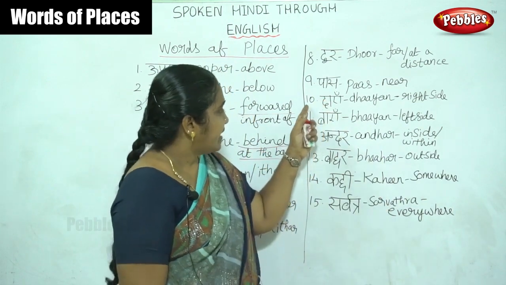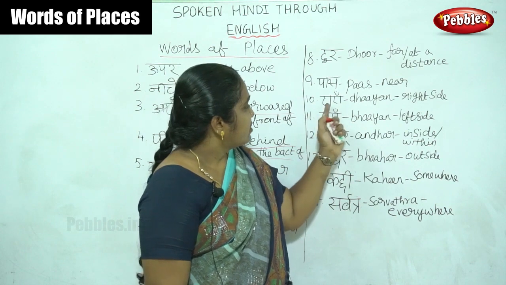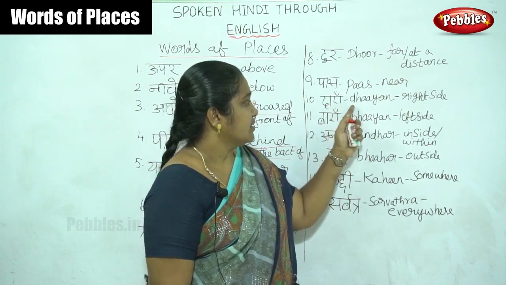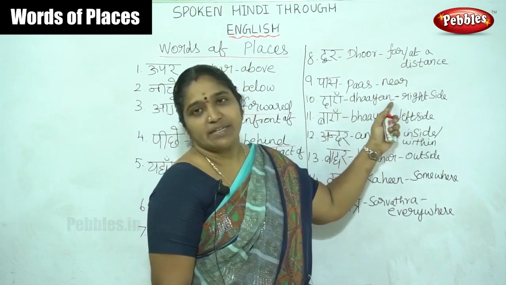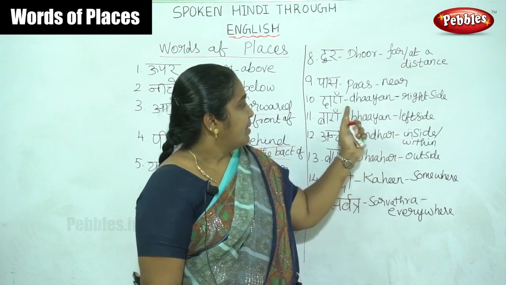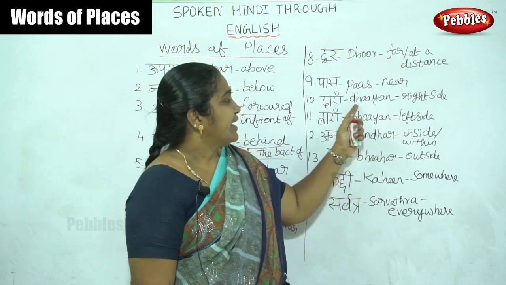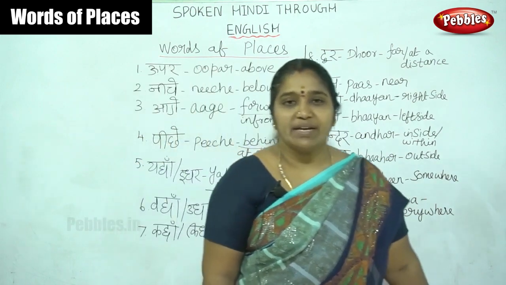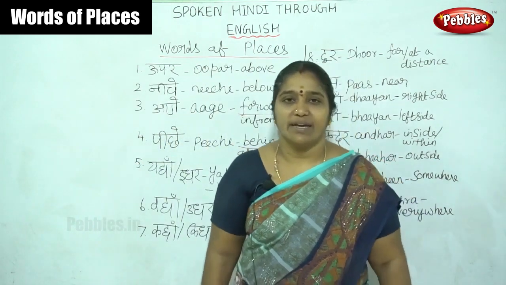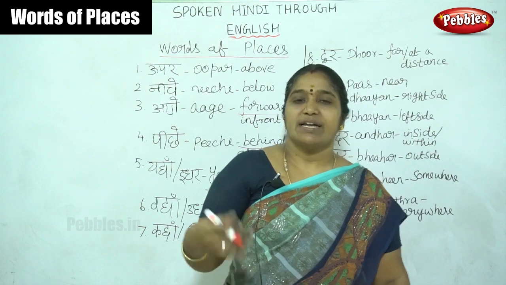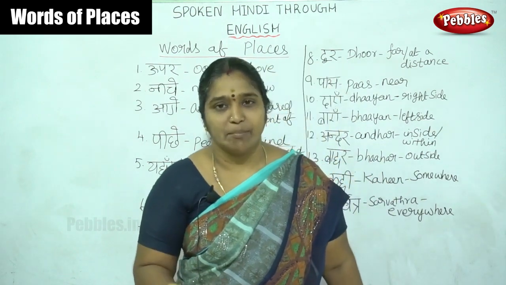Then the 10th one is दाएं, right side. मेरा घर मंदिर के दाएं है means my house is on the right side of the temple.